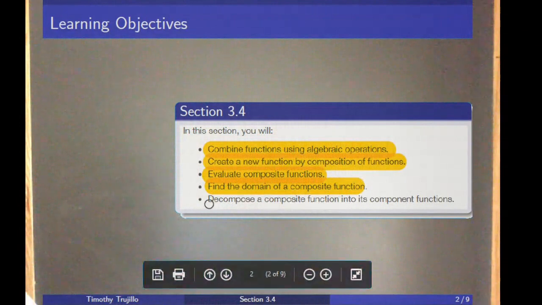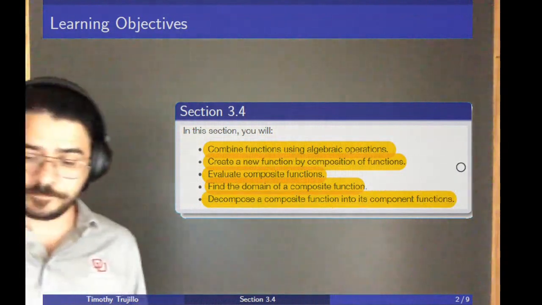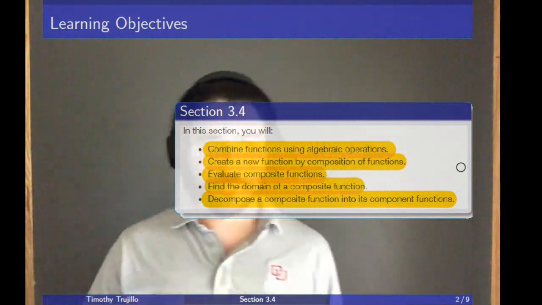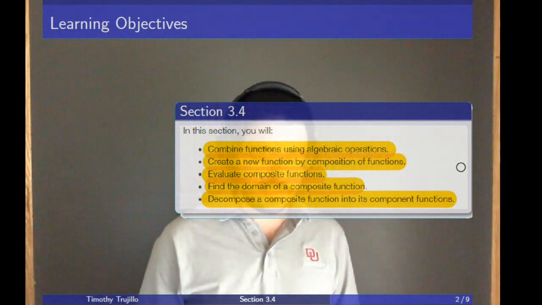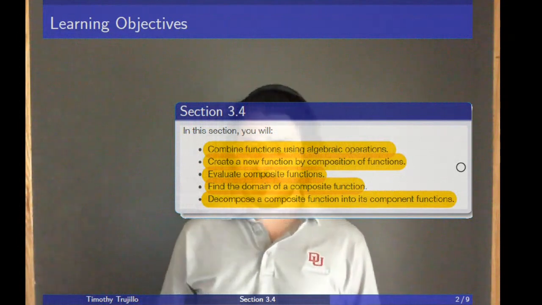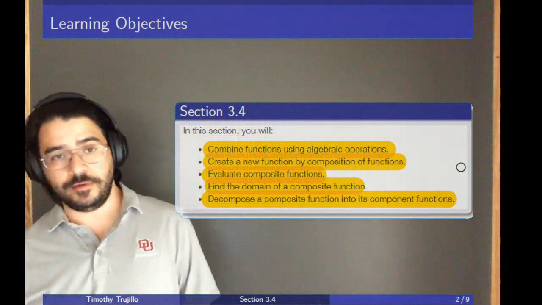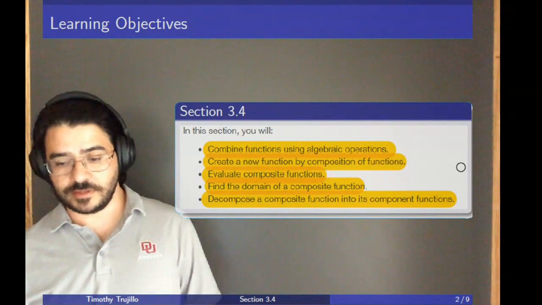And then something that I don't think we even have an example with in our notes for today, but there are, I think, 2 questions at the very end, is to decompose a composition into its component functions. I'll leave that to ask questions on our Monday sessions. If you're having trouble with that one, I think you'll be able to understand it if you get the previous 4 objectives there.